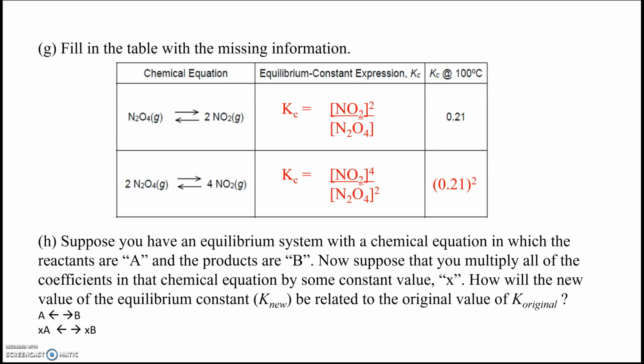So suppose you have an equilibrium system with a chemical equation in which the reactants are A, the products are B. Now suppose you multiply all of the coefficients in that chemical equation by some constant value X. How will the new value of the equilibrium constant, K new, be related to K original? You can see down there in the lower left, my reaction, A goes to B, which goes back to A, and then I multiply everything by X. So K new is therefore just K original raised to the power of X. And we're getting this example from our notation above with N2O4 and NO2.